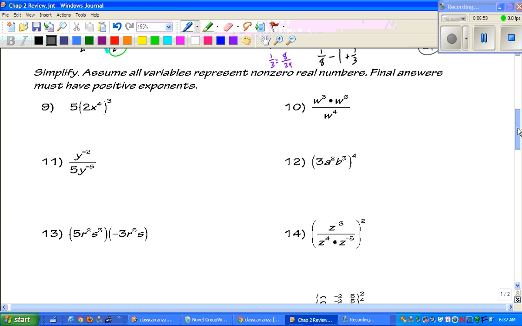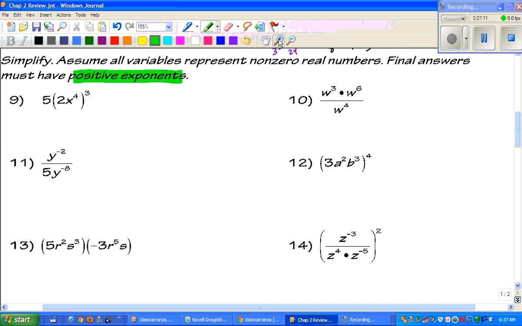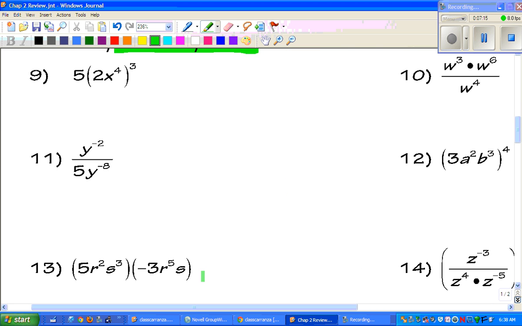All right. Next one. It says simplify. Assume all variables represent non-zero real numbers. And then once again, the final answer must have positive exponents. All right, number 9. First thing we have to do is to distribute. So 5 times 2 to the third times x to the 12th. 2 to the third gives us 8. 5 times 8 is 40.